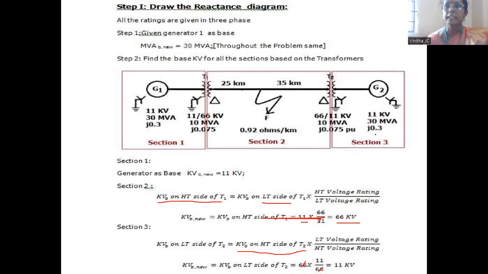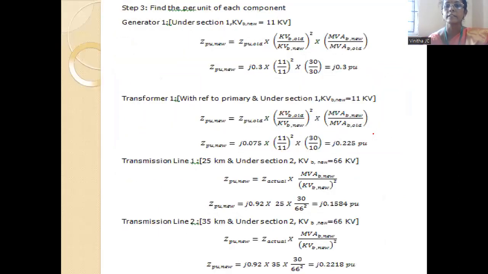Now we have calculated KVB new for all the sections. After calculating all the KVBs, we need to calculate the per unit reactance for each and every component in the circuit. So the first one is the generator. What's the formula to calculate the per unit reactance of the generator? Z per unit new is equal to Z per unit old into (KVB old by KVB new) the whole square into MVAB new divided by MVAB old.